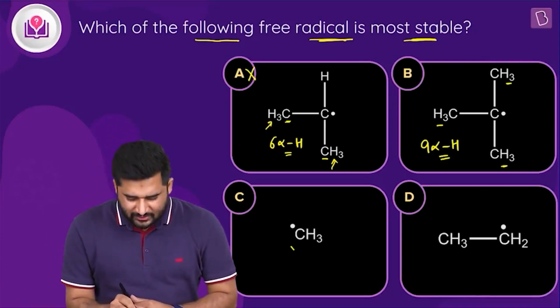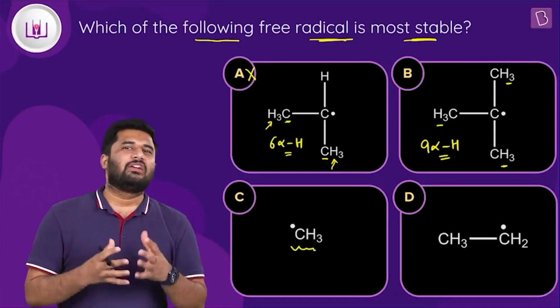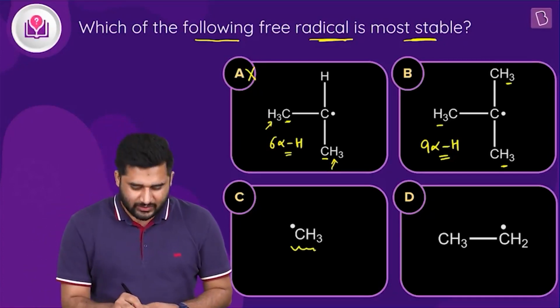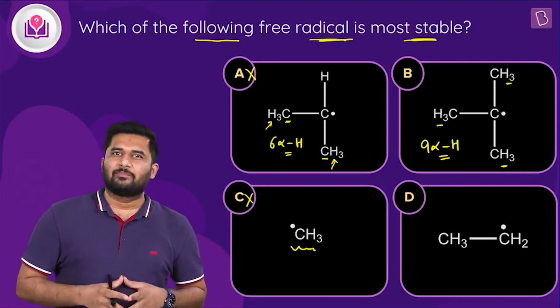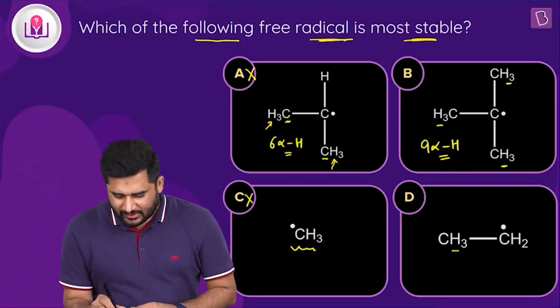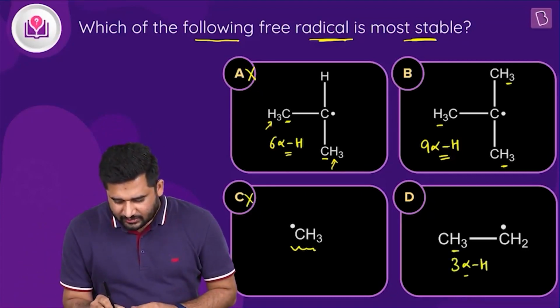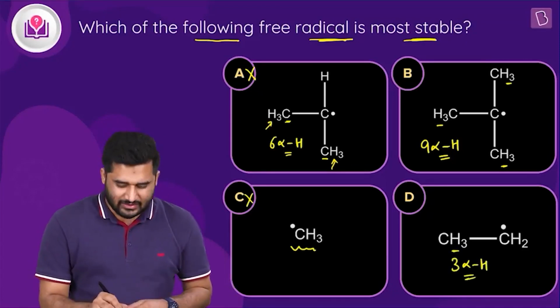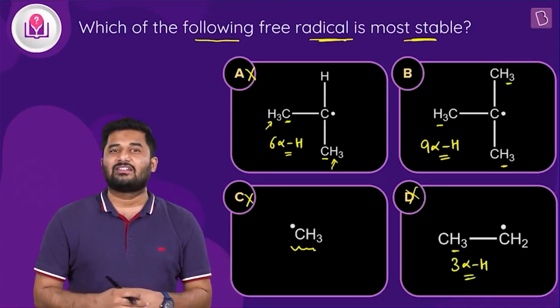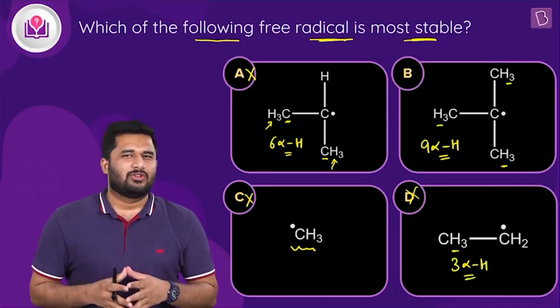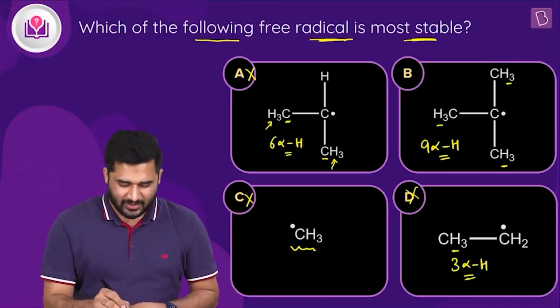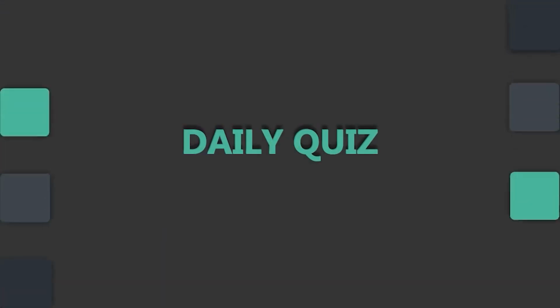Moving to option C, you can see here there is no possibility of hyperconjugation at all. So we can straight away neglect option C. And then moving to option D, here you can see we have 3 alpha hydrogens. So definitely we can clearly say that option D cannot be the answer. And this means only and only option B will be the right answer to this question.